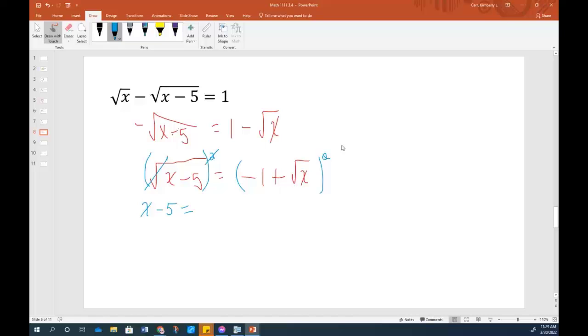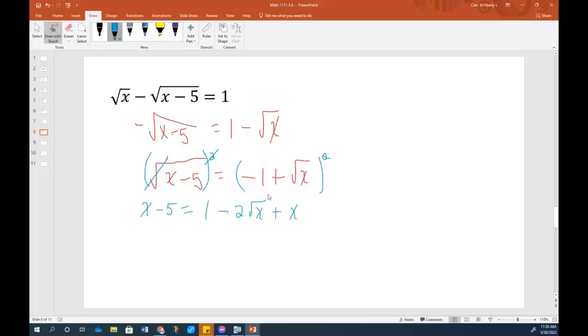When you have two terms and you square it, you get the first term squared. Then if you multiply the terms and double it, it will give you the middle. So if I multiply those, I get negative square root of x, and I double it, I get negative 2 square roots of x. And then the last term squared just gets rid of that square root, so we just have x. But again, if you don't know that pattern, you could just do negative 1 plus root x times negative 1 plus root x and use FOIL.